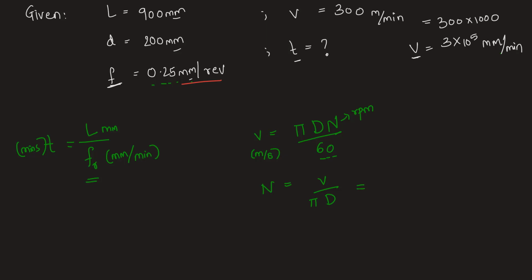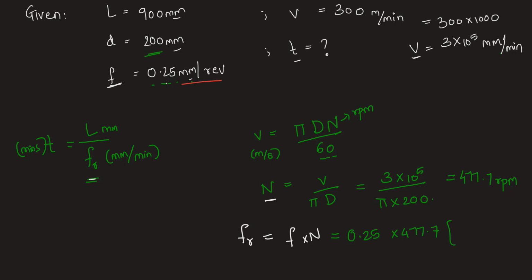So let's substitute that. It is 3 into 10 to the power 5 divided by pi into diameter, which is given to be 200 millimeters. So just multiplying this, we have 200. This is equal to 477.7 RPM. Let's use this n to find out the feed rate. So feed rate will be equal to, we have to find it in millimeter per minute. So we multiply this feed rate given in millimeter per revolution by the RPM. So we'll have F into N, which is nothing but 0.25 into 477.7.